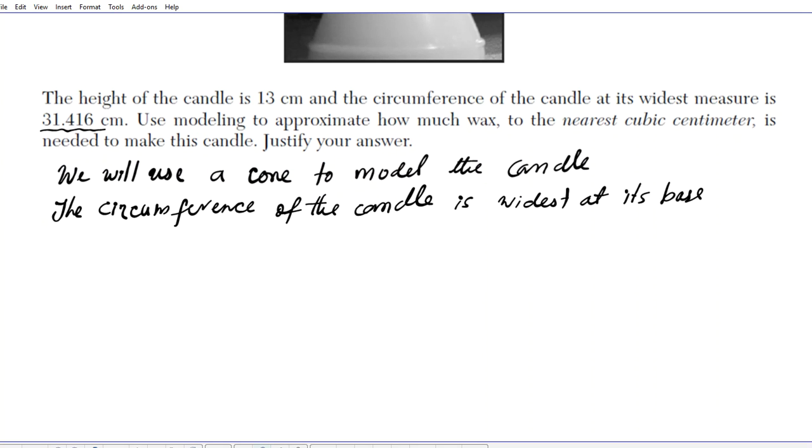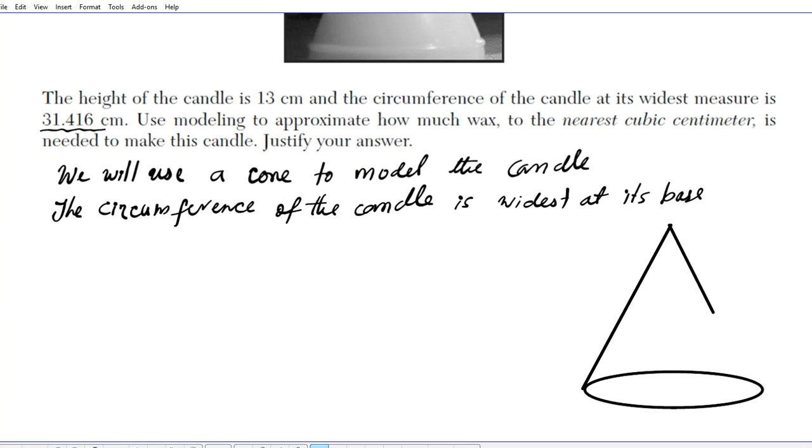Okay, so let's give ourselves a little visual here. We're just gonna sketch it so everyone knows exactly what I'm talking about. So there goes the base. That's where the circumference is the widest. It shrinks until the peak where it's actually 0. All right. So there you go.